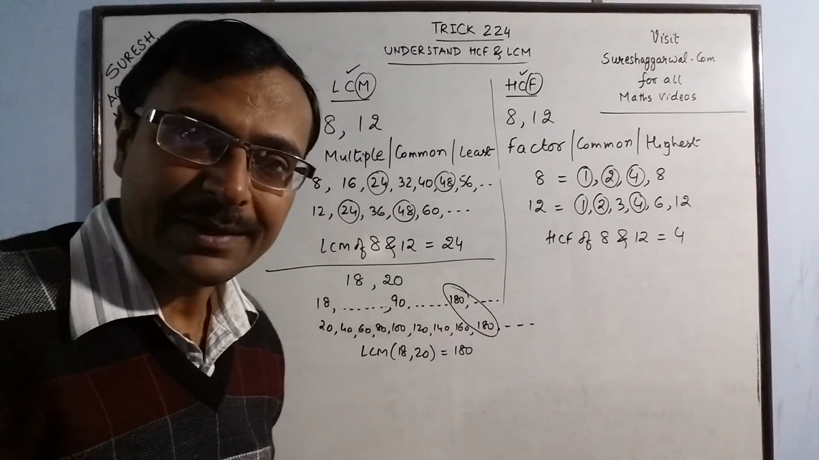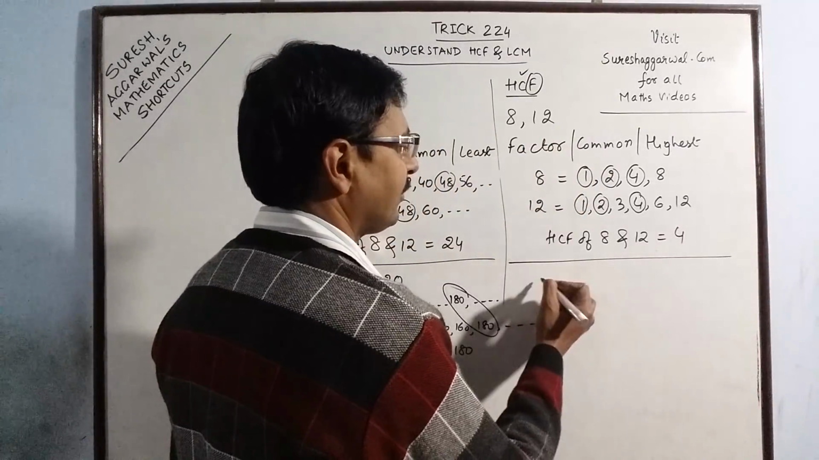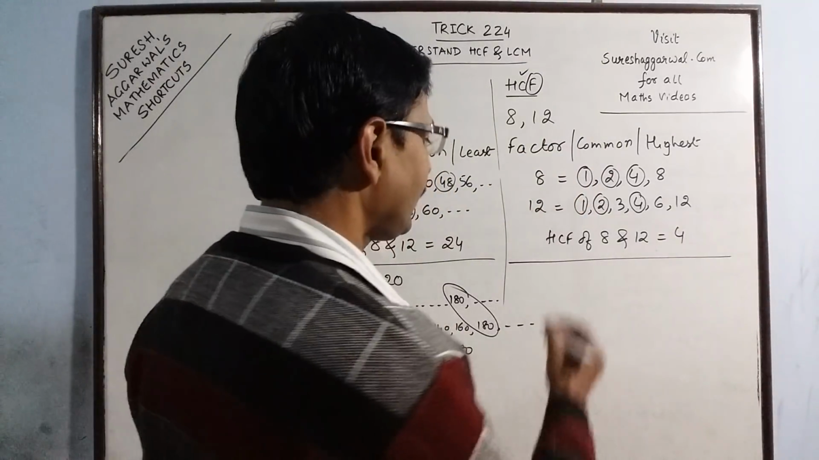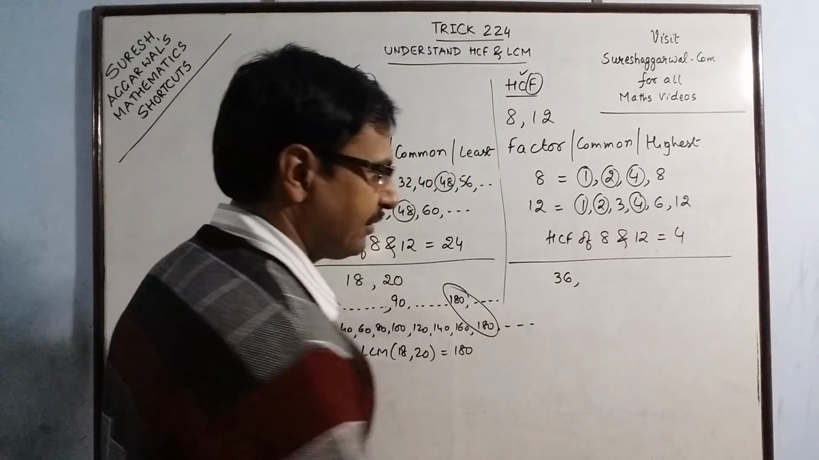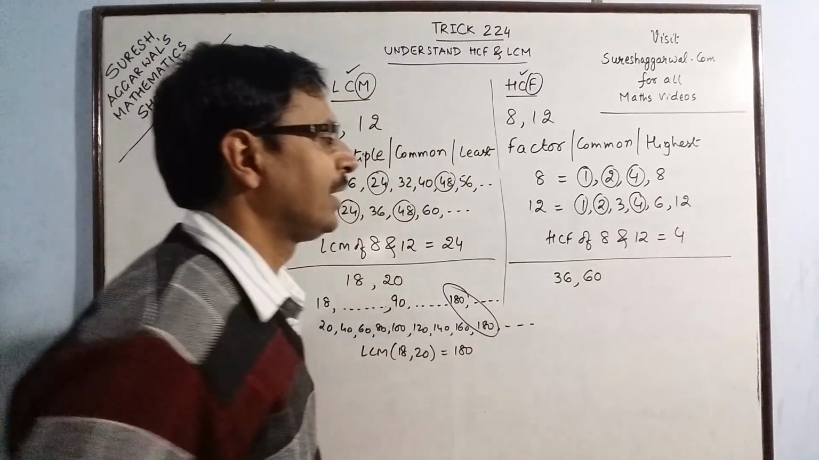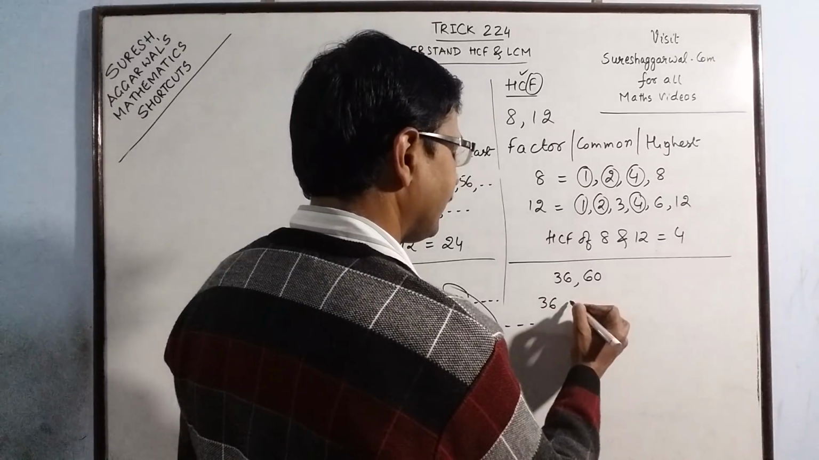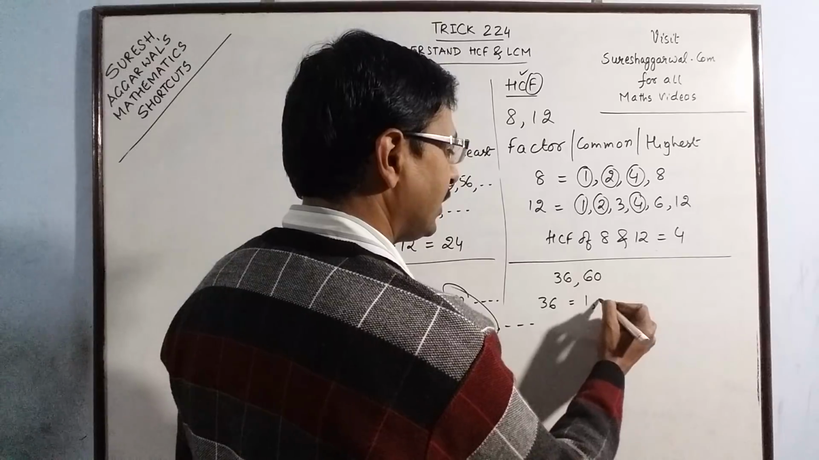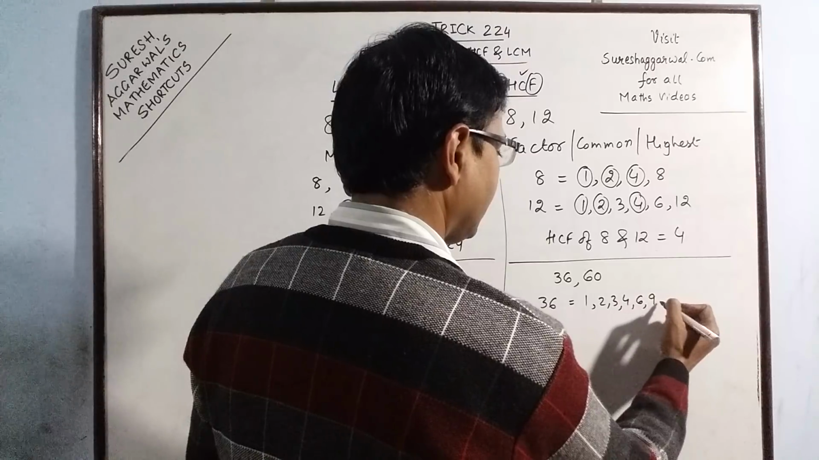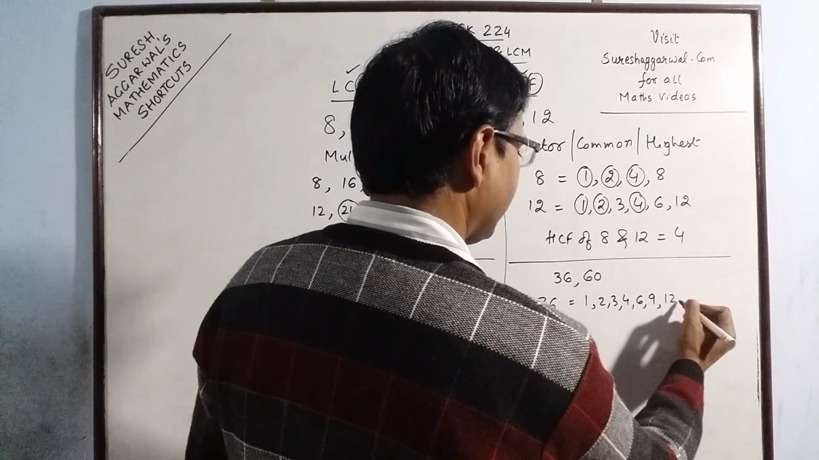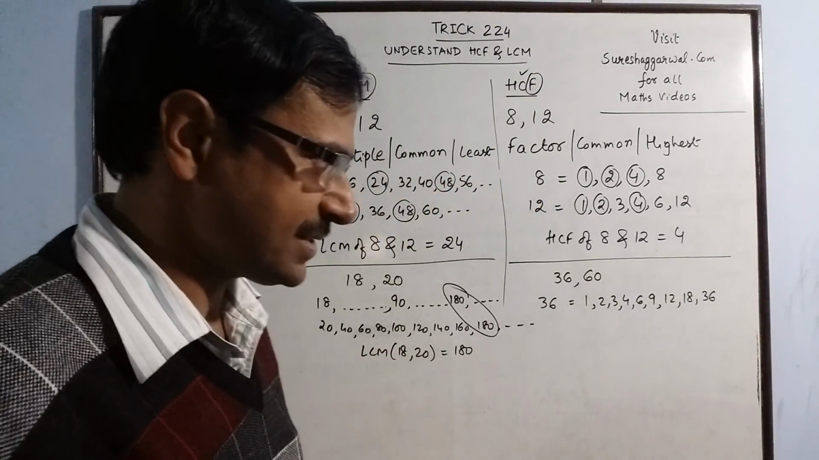Now suppose you want to find the HCF of two more numbers. Say we have 36 and we have 60. Now see, if you write the factors of 36 as 1, 2, 3, 4, 6, 9, 12, 18 and 36. See, I have written all the factors of 36.